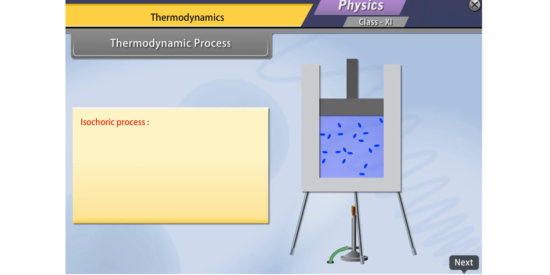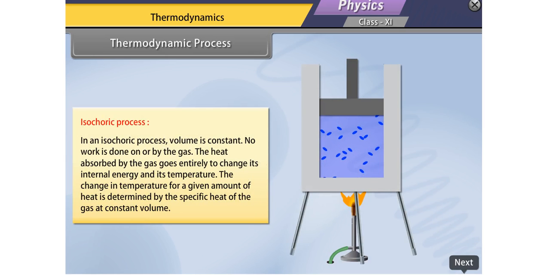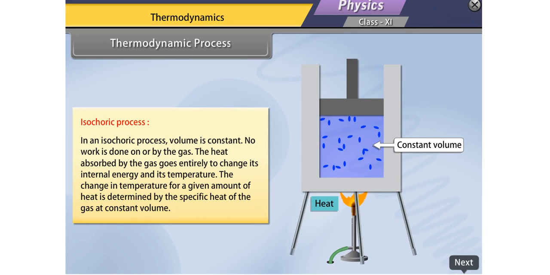Isochoric process. In an isochoric process, volume is constant. No work is done on or by the gas. The heat absorbed by the gas goes entirely to change its internal energy and its temperature. The change in temperature for a given amount of heat is determined by the specific heat of the gas at constant volume.